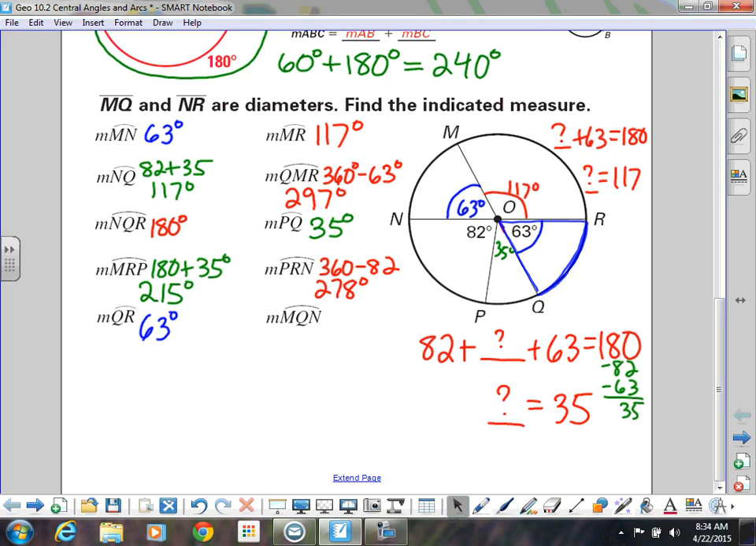And then our last one, MQN. I have to go all the way around here. MQN is everything except that 63. So again, I'm doing 360 minus 63, just like I did up here. So I should get the same answer, 297.